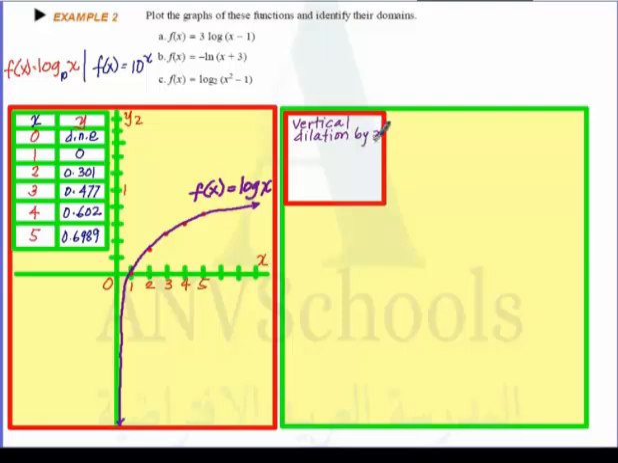There is a horizontal translation. Horizontal translation by 1 unit to the right. So this means that we are going to move our asymptote 1 unit to the right. Okay? Translation 1 unit right. So this means that we are going to translate our parent function f of x is equal to log x 1 unit to the right and dilate it by a factor of 3.